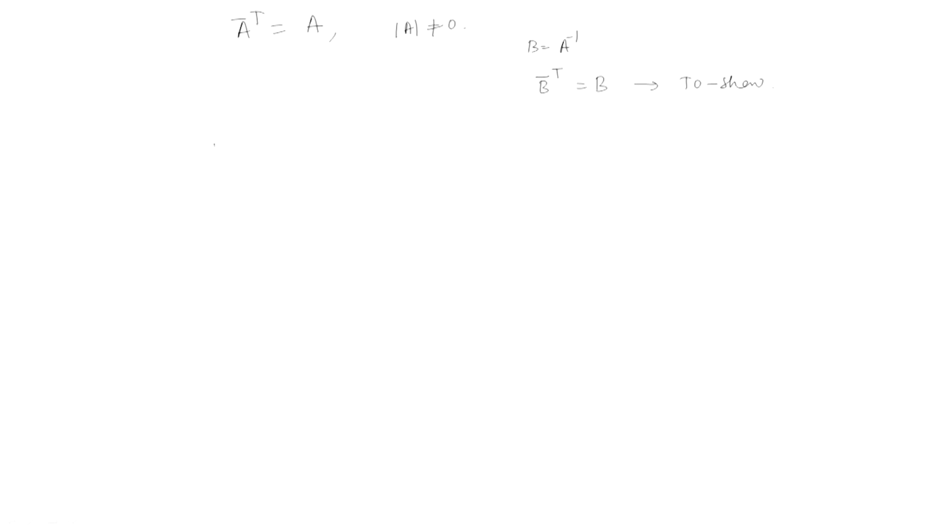So, you can take B bar transpose. B bar transpose is A inverse whole bar and transpose, which is the same as A bar inverse whole transpose, which is the same as A bar transpose whole inverse. This is by the properties of matrices. And A bar transpose is A because A is Hermitian. So, it is A inverse and this is nothing but B. So, we have shown that B is equal to B bar transpose, that means the inverse of a Hermitian matrix, if A is invertible, is also Hermitian.